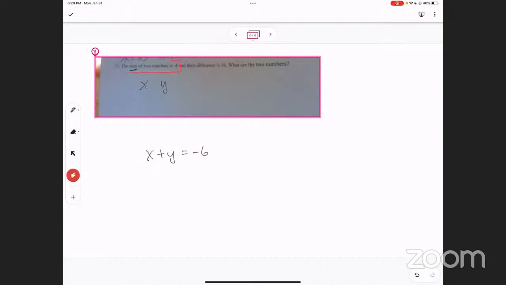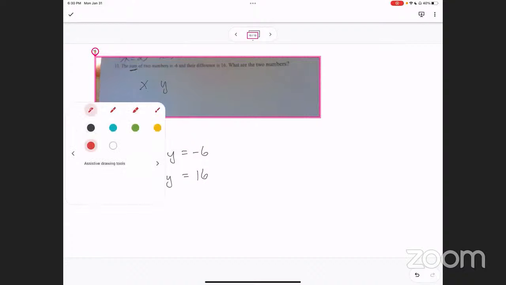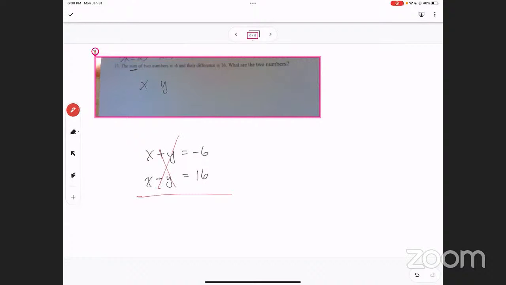The sum of the numbers is -6, that means they add up to -6. And the difference means they subtract to 16. So I would write x minus y equals 16. Okay. So how do I solve this system of equations? It's practically screaming at you. Let's just eliminate right away.